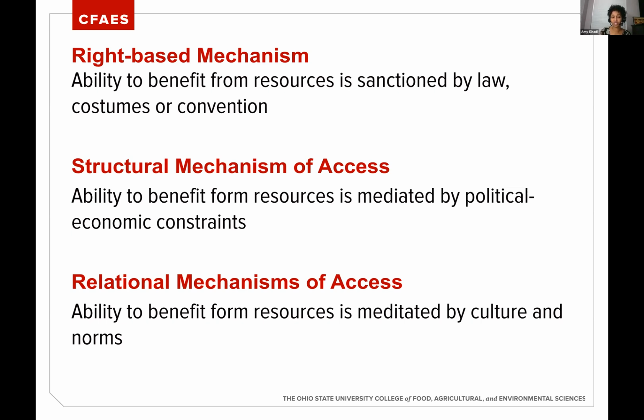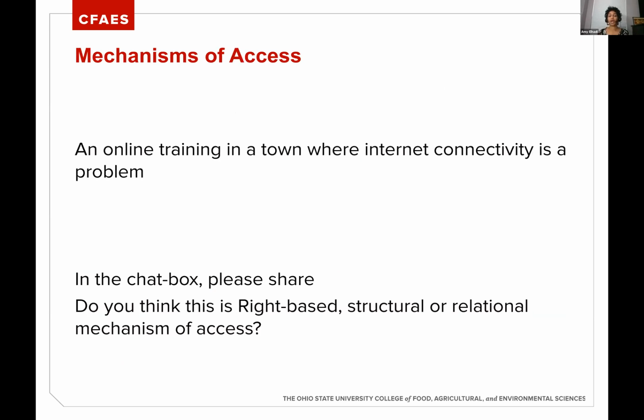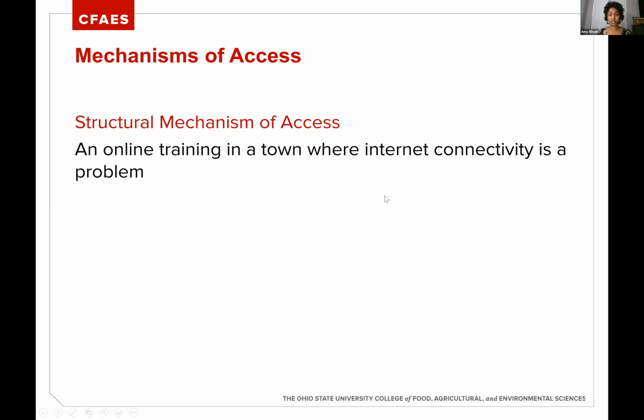As we move on, I'll give some examples. An online training in a town where internet connectivity is a problem. In the chat box, share, do you think this is a right-based, structural, or relational mechanism of access? Or you can open your mic and say what you think. Yes, this is structural, exactly. This is a structural mechanism of access.